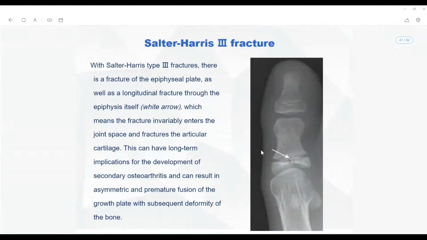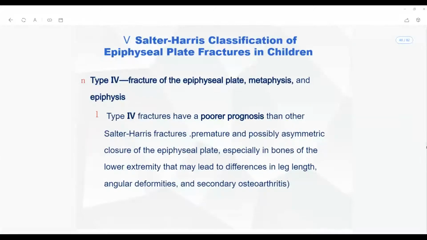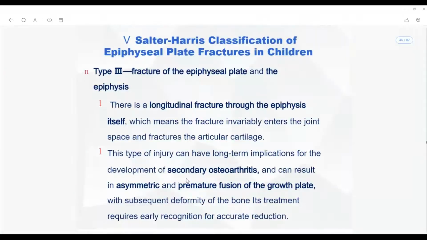You see here, there is a longitudinal fracture to the epiphysis, and then there is a longitudinal fracture also. So all the things together, we call it Salter-Harris type 3. Then type 4 generally has the poorer prognosis. There is premature, possibly asymmetric closure of the epiphyseal plate, which is again the fusion of the growth plate and asymmetric as well.